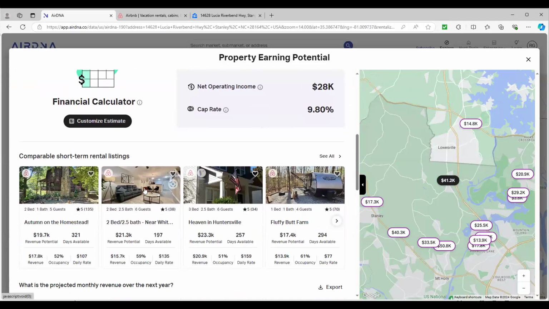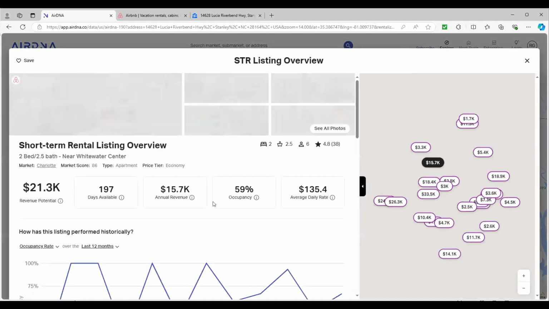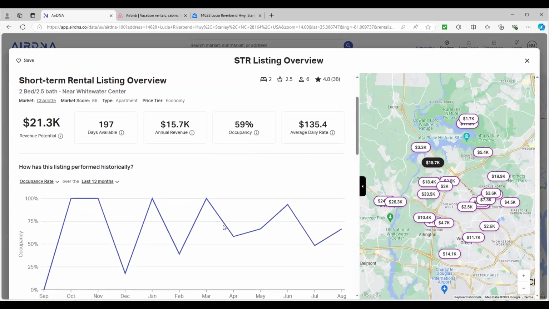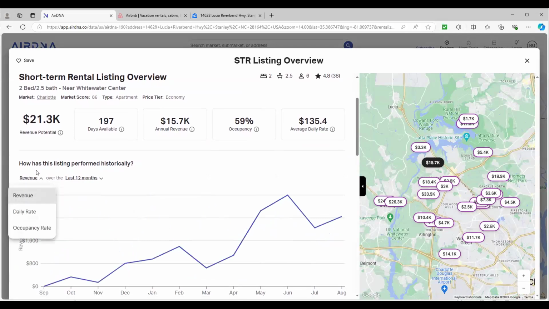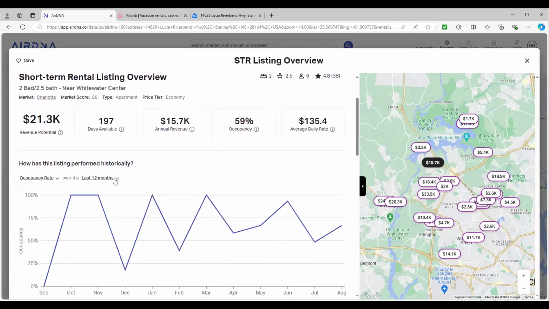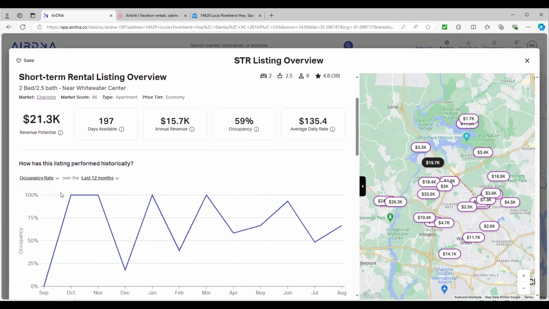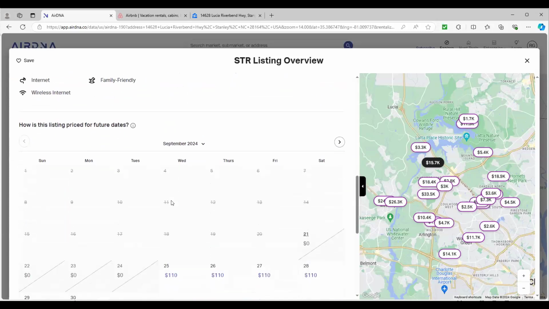I think this other 2-bedroom, 2.5 bath might be more closely matched. They've got 38 reviews and a 4.8 average. You can actually change this to look at revenue compared to daily rate, compared to occupancy. You can change this to the number of years, but usually if you look at the last 12 months, it gives you a good indication. So 59% average occupancy. Let's take a look at their calendar.